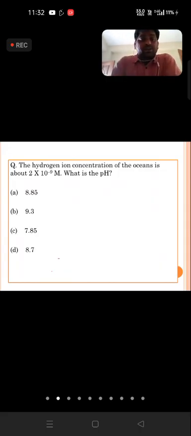So the ocean has hydrogen ion concentration 2 into 10 to the power minus 9. So pH will be negative log of 2 into 10 to the power minus 9. Log 2 is 0.301 or simply 0.3. So 9 minus 0.3 is the actual answer. That is answer D. 8.7 is the correct answer.